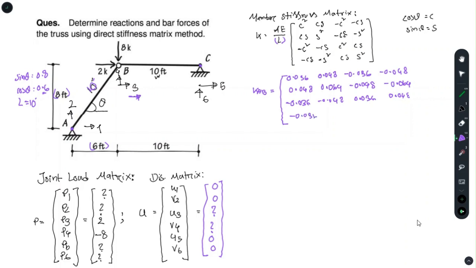Am I writing it correctly? Sorry, the last row would be the value of the second row, which is this one, and this would be 0.064, and this would be 0.048, this would be 0.064. Find the pattern and write it as fast as possible, since the math is quite long. So the next thing is we'll find out the member stiffness matrix for the second member, which is BC.